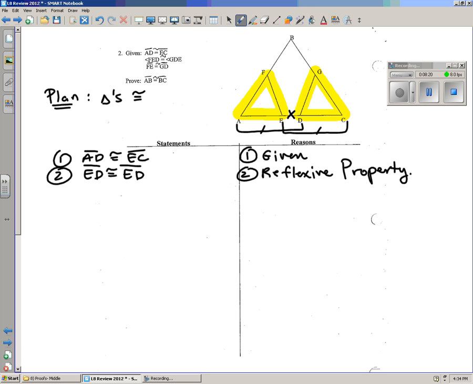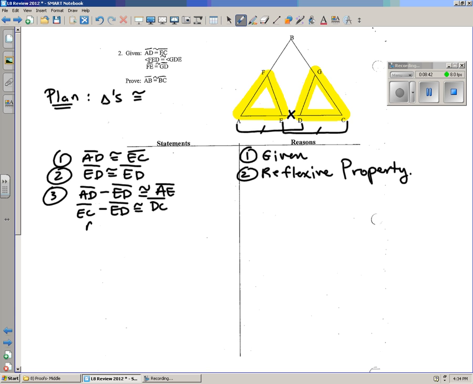And now we'll subtract. So the big piece on the left is AD. We want to get rid of ED. And that will give us AE. The big piece on the right is EC. I want to subtract ED. And that will give us DC.